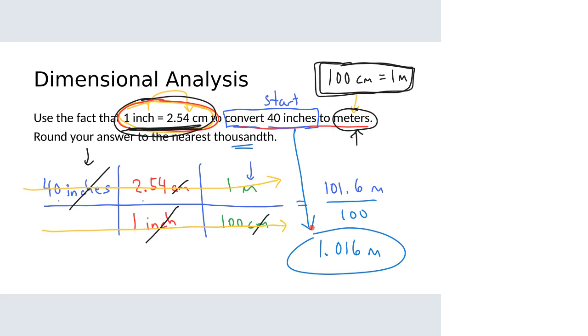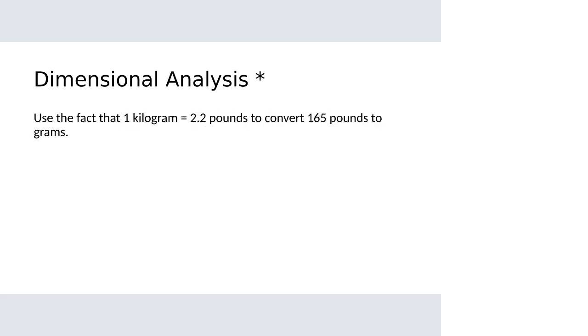That's what we do. We take unit fractions that we know and we use those to convert our units to what we're trying to get to. Are there questions on that before I have you try one? All right, let's see how this goes. Like I said, sometimes students struggle with these. I'm hoping that you're not going to.